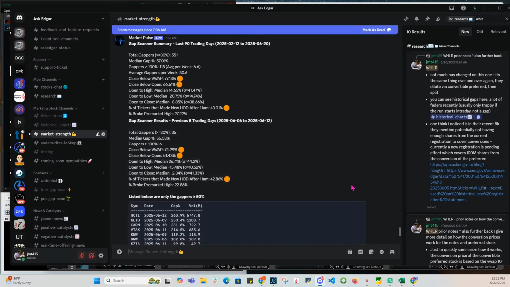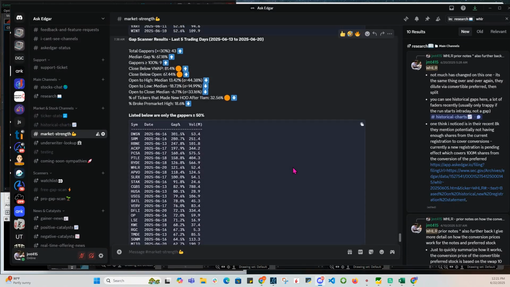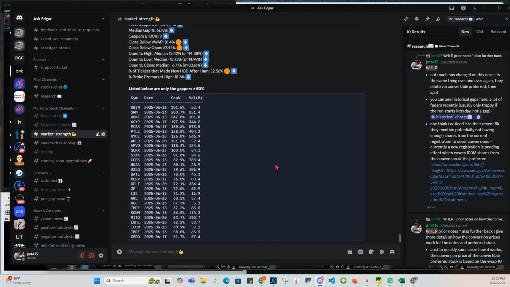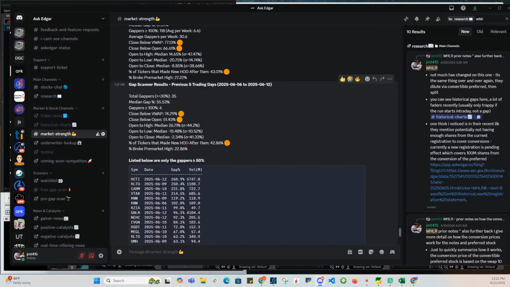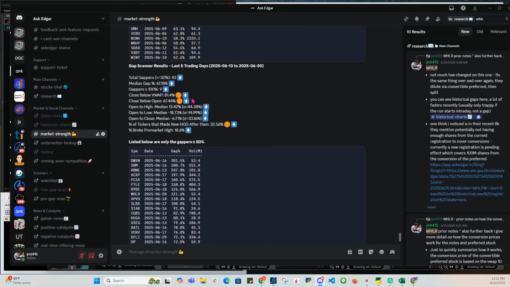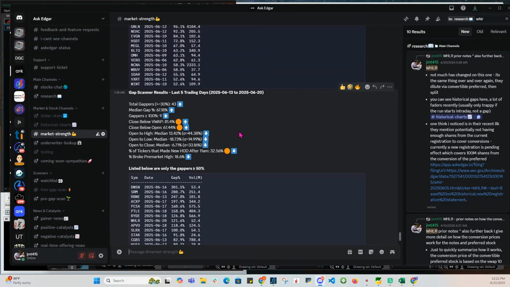And then we also have this market strength channel, which is available to everybody in the server. What this is doing is posting gap stats at certain time intervals. So over the last 90 trading days, last week's trading stats, and then the last 5 days, just so you can get a gauge on the strength in the market. You can see, how many gappers are we getting this week compared to last week? What's the average spike like this week compared to last week? So that gives you an idea of the strength of the market. Some other things that can be useful is percent of tickers that are making a new high day after 11. All things that can indicate the current strength of small cap gappers.